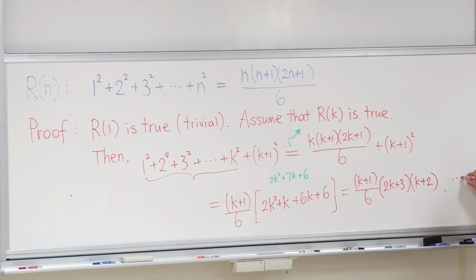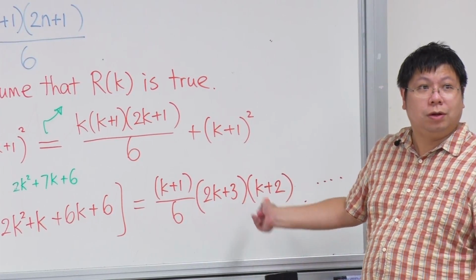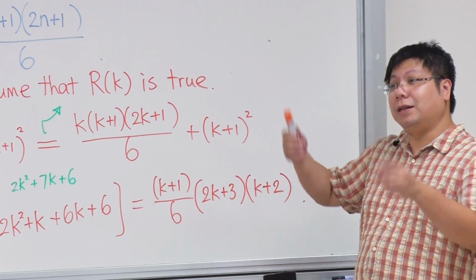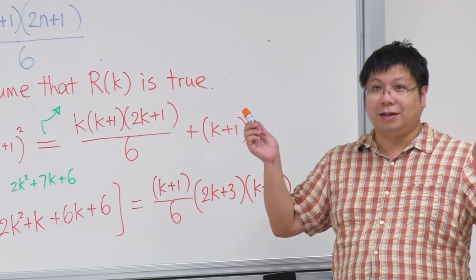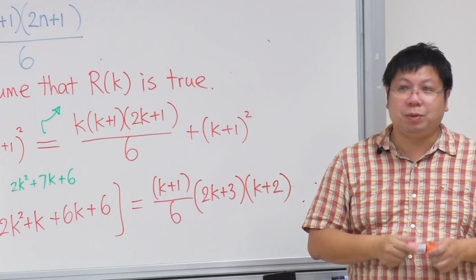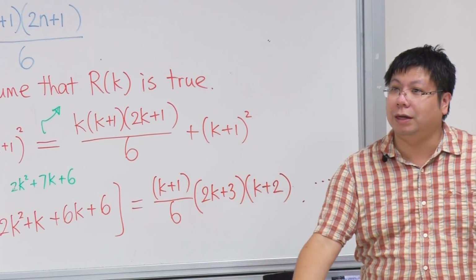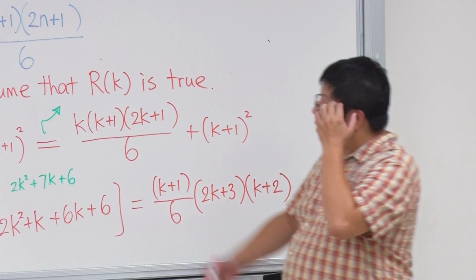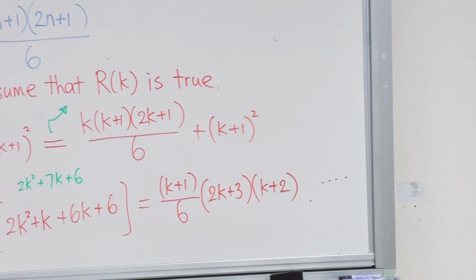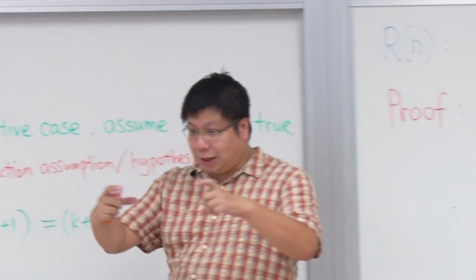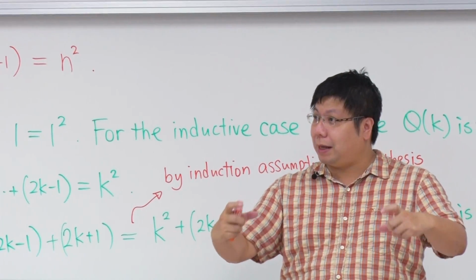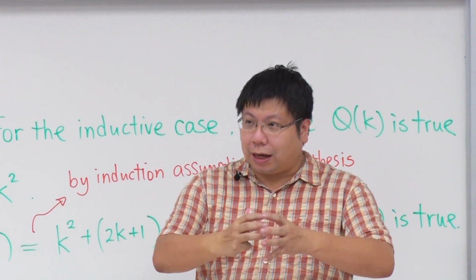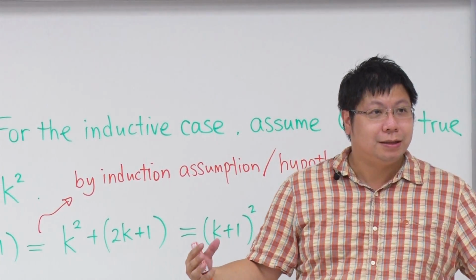So we complete the proof by saying that R(k+1) is true, so the inductive case is true. And then by the principle of mathematical induction, this statement Rn will be true for every n equal to 1, 2, 3, up to infinity. Is that OK? Now, this is about mathematical induction. The powerful thing here is you just need to prove a finite number of statements, and then you can show an infinite number of cases to be correct.